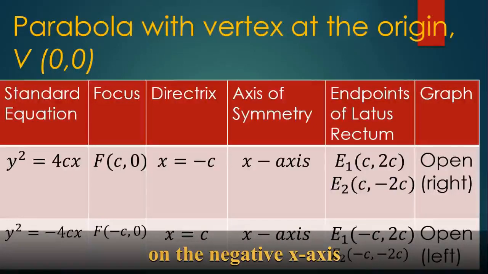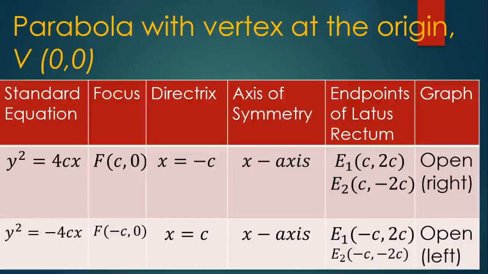And the focus is located on the negative x-axis and has an ordered pair of (negative c, 0). And the equation of the directrix is x equals c, and the axis of symmetry is the same as the axis of symmetry of the first standard equation of the parabola. And the ordered pairs of the endpoints of the latus rectum are E sub 1 (negative c, 2c), and E sub 2 (negative c, negative 2c). Okay, and here is the graph of the first equation.